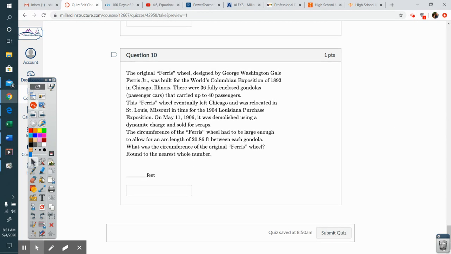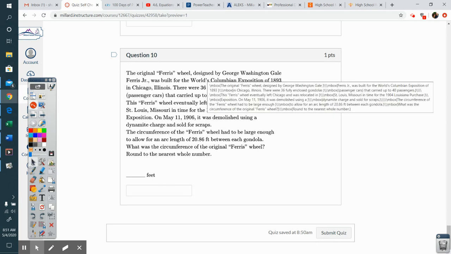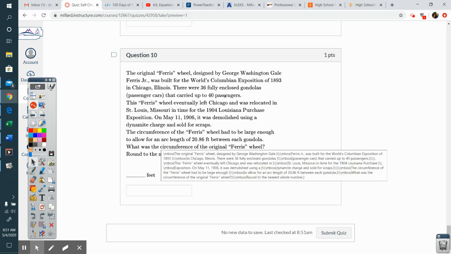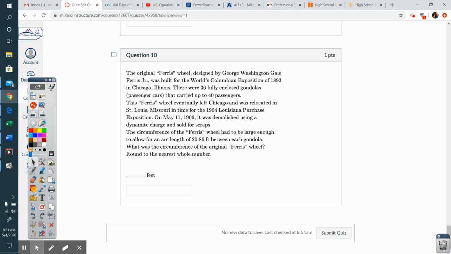Okay, so on question 10, the original Ferris wheel design, again, it's the same one. There's 36 gondolas, carried 40 passengers and such. This one says the circumference had to be large enough to allow for a large plane. What's the circumference of the original Ferris wheel? So the arc, let me get the pen again, is 20.86 feet. So that's the arc.